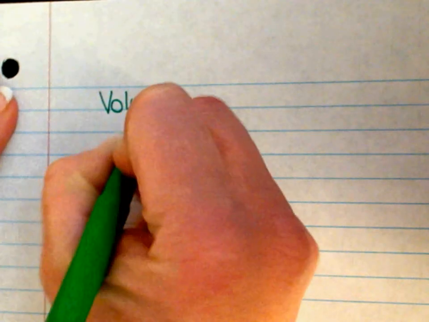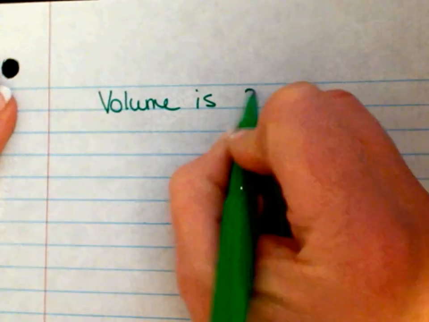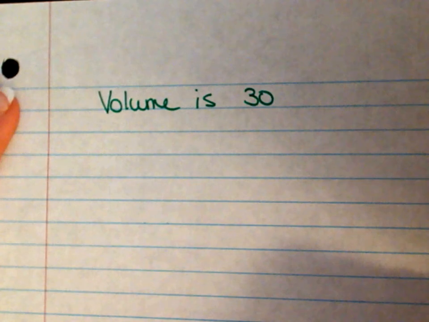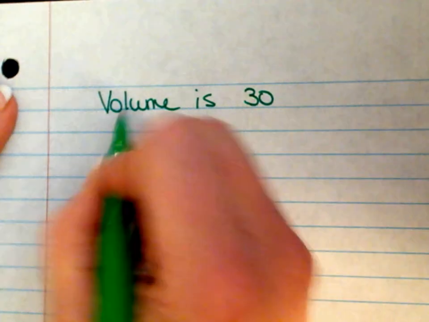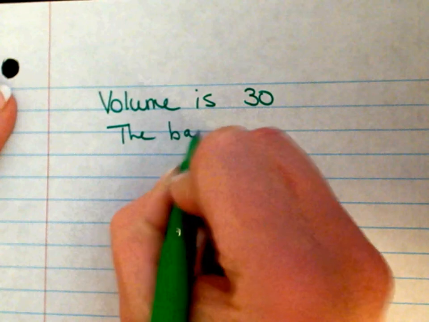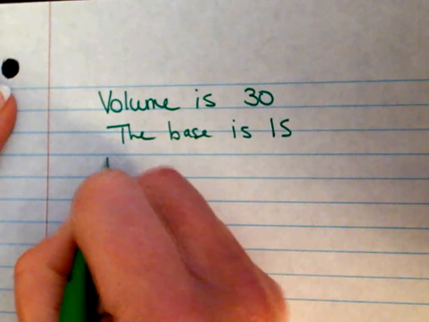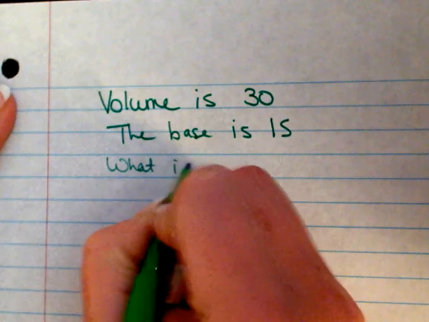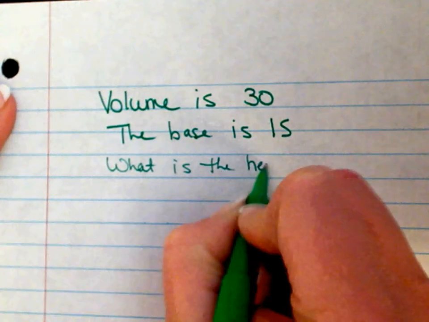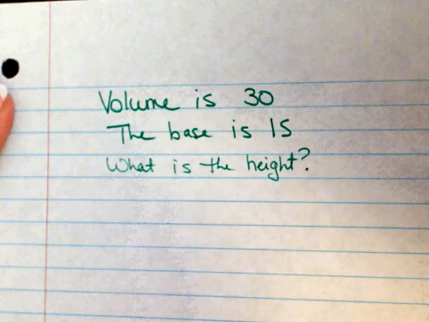Sometimes the question will actually give you, we'll get a new piece of paper, they'll actually give you volume. So maybe they say the volume is 30. The base is 15. And the question is, what is the height?